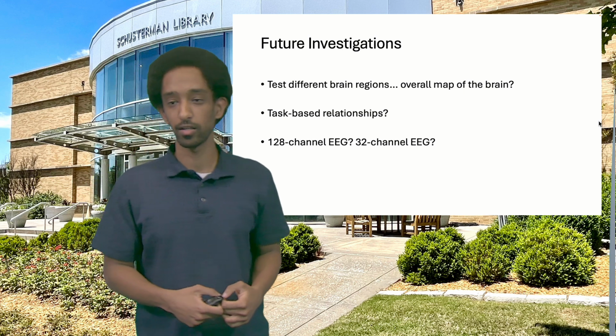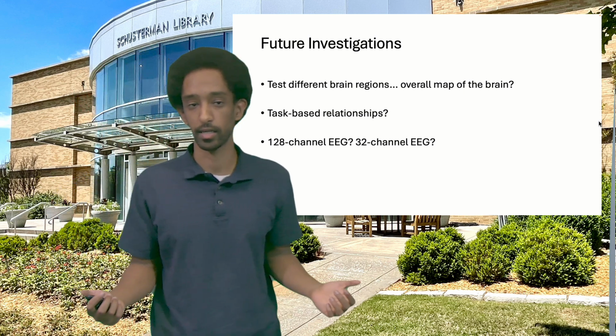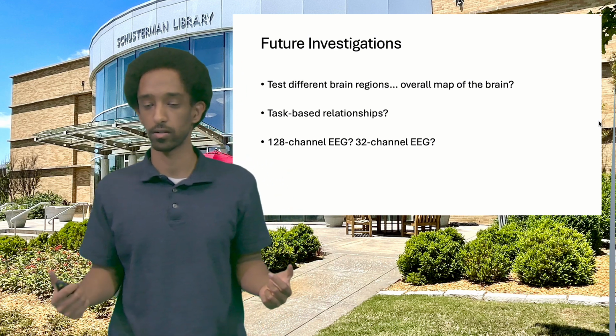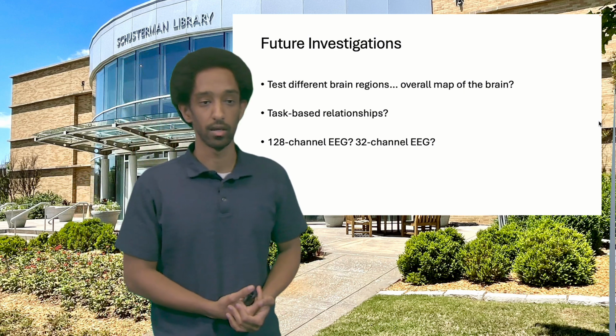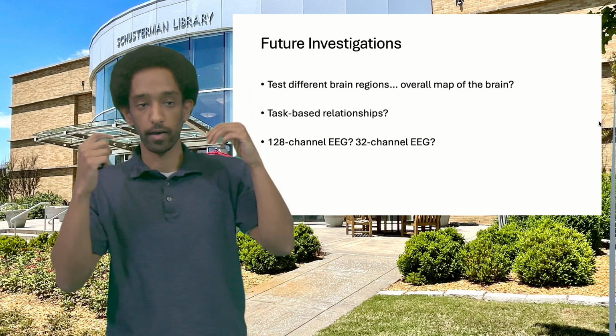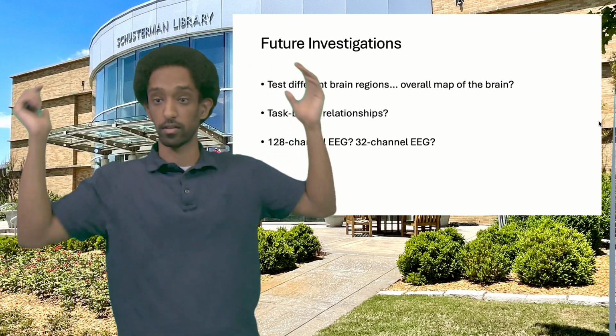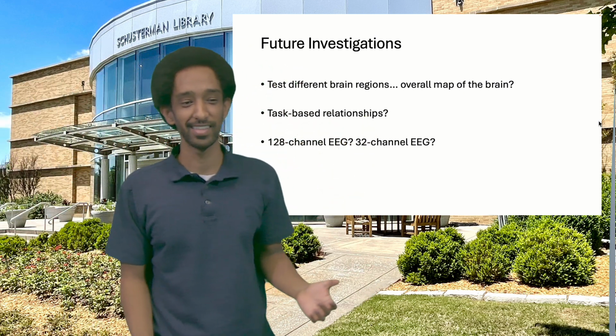Other things that we could do is check out different brain regions, right? We only looked at the sensory motor cortex, or actually just the motor cortex. What if we did the whole brain and found an overall map of the relationship between everything, right? Wouldn't that be pretty cool?